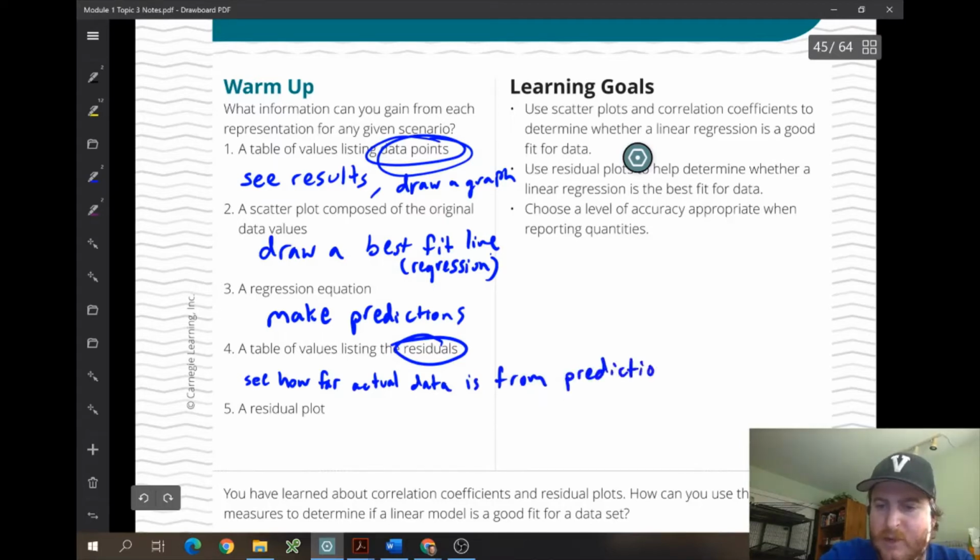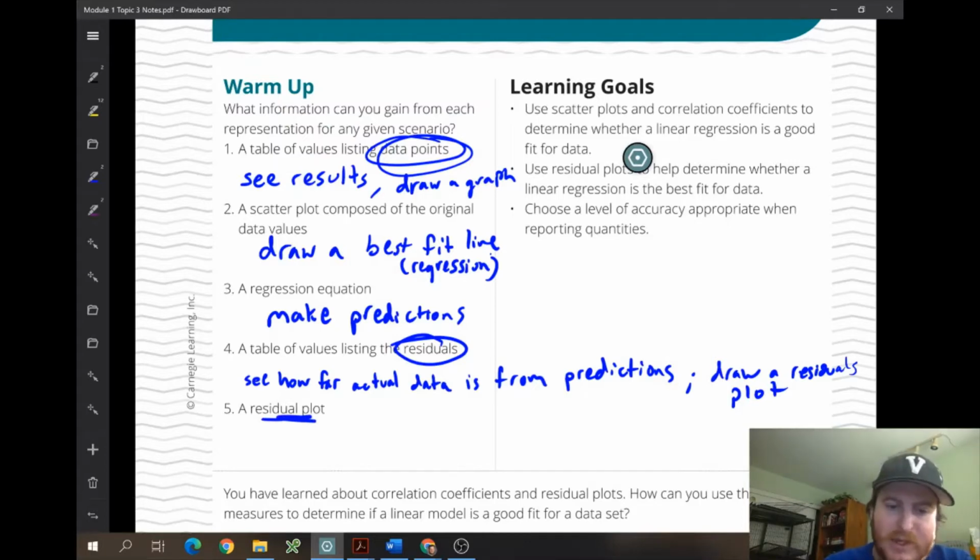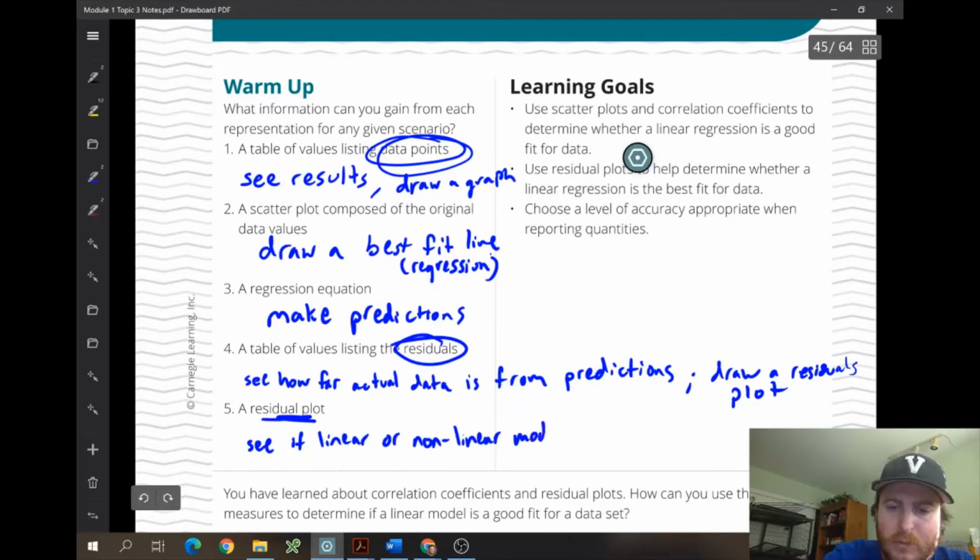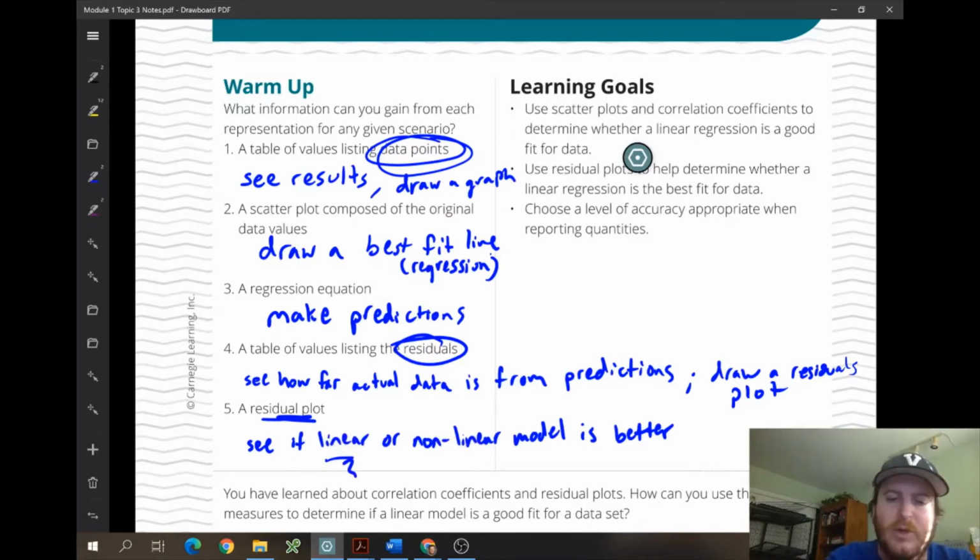And then we can also graph this, right? So we can draw a residuals plot. And the residuals plot, make sure it's the residuals plot, not the actual data plot. It doesn't tell us anything about the data. It just basically tells us, we can use this to see if a linear or a nonlinear model is the best. Right? So we said if there was no pattern, or if there was a flat pattern, we would do linear. And then if there was a curved pattern, we would do nonlinear.